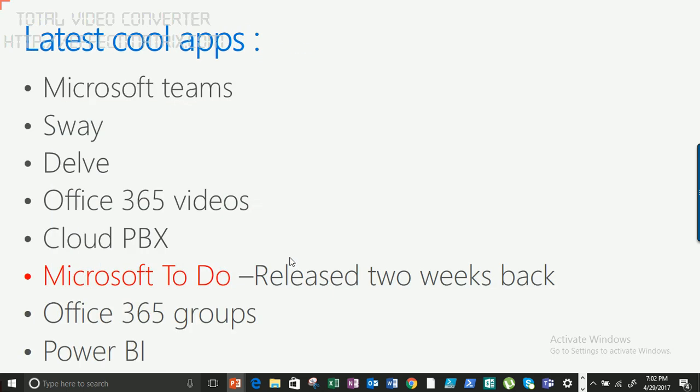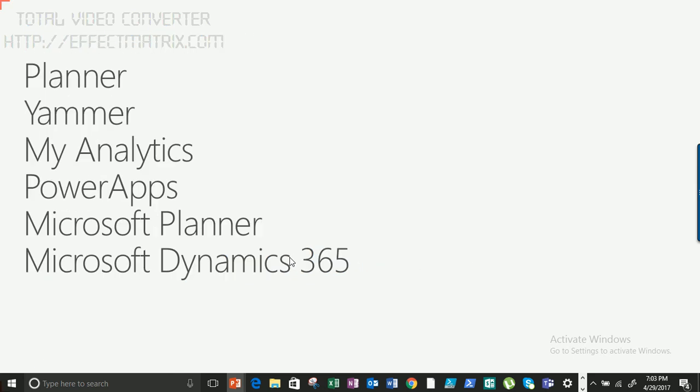So these are some latest cool apps which you see in Office 365. You have your Teams, Sway, Delve. Office 365 Video is really huge. You have your Cloud PBX, right? And your Microsoft To Do. That was something which was released 2 weeks back. Then you have your Office 365 Groups, then Power BI, your Microsoft Planner, right? Then you have your Yammer, your MyAnalytics, PowerApps, and then Microsoft Dynamics was there for quite some time, right? If I'm not wrong, right from the beginning it was there.